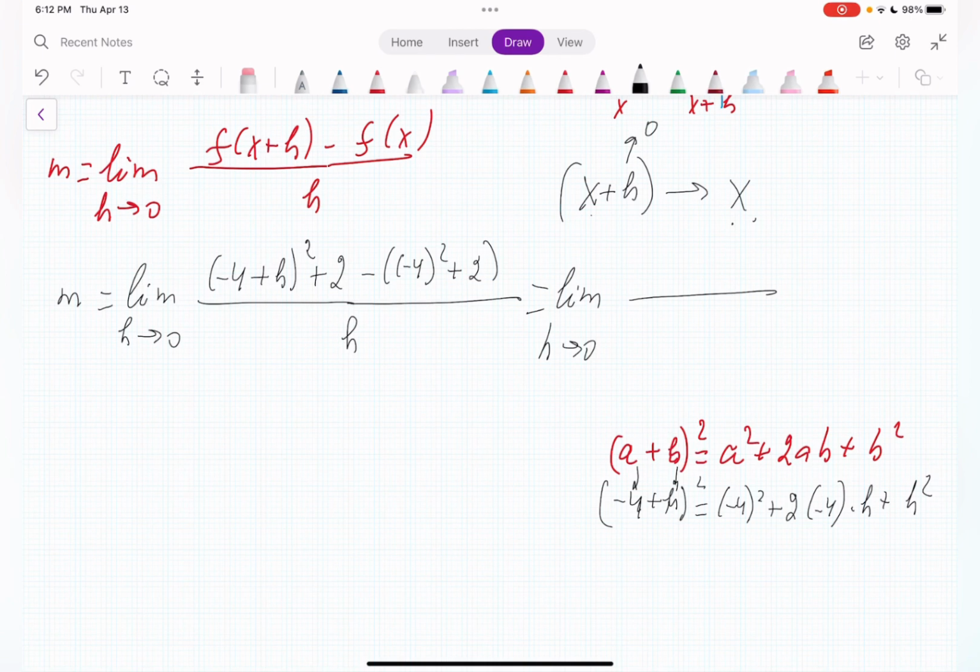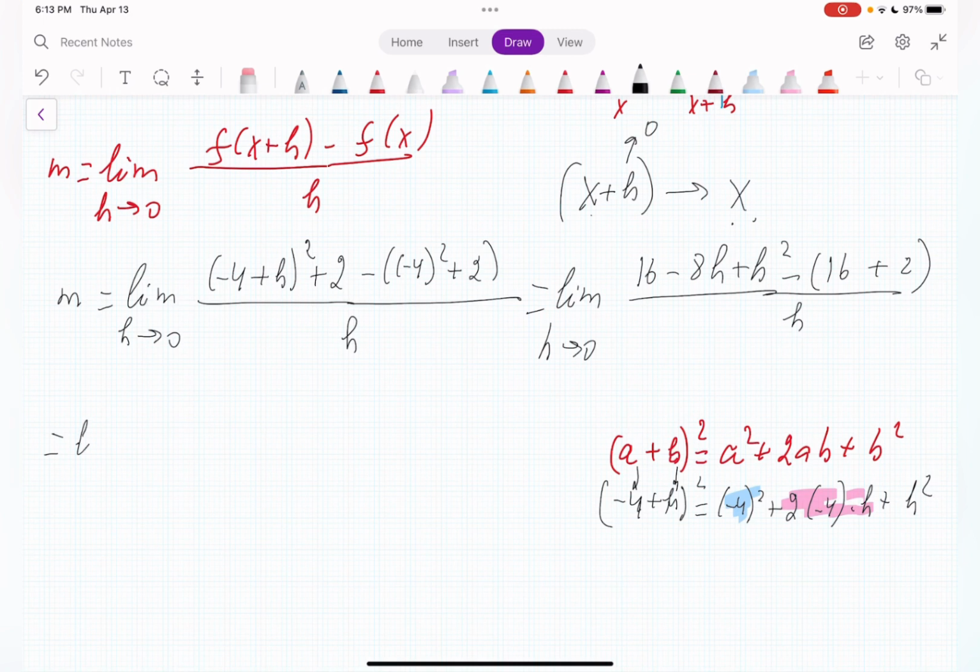Okay, so from here we are getting negative 4 squared is 16, and then plus minus 8h, plus h squared. Minus negative 4 is going to be plus 4, and plus 2. And we divide by h.